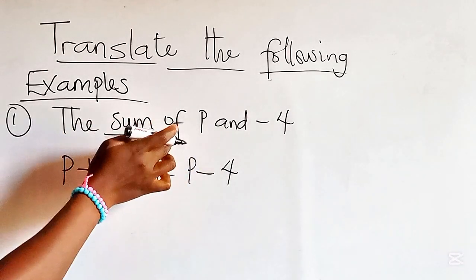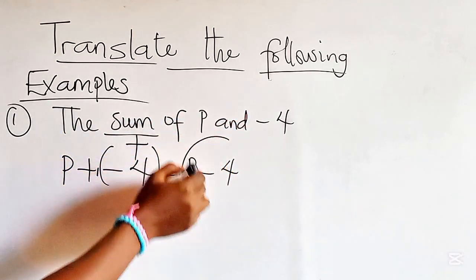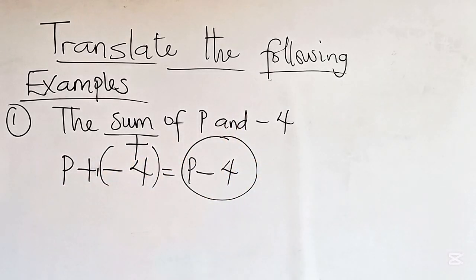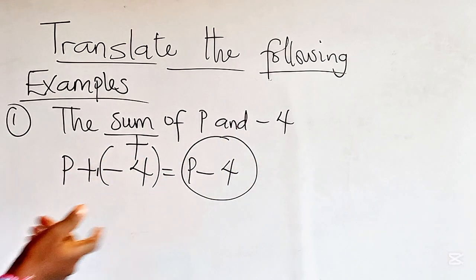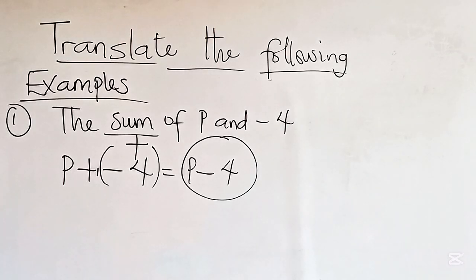So the sum of p and minus 4 is equal to p minus 4. So interpreting this to become p plus 4 will definitely give you the wrong answer. Let's take a look at another example.